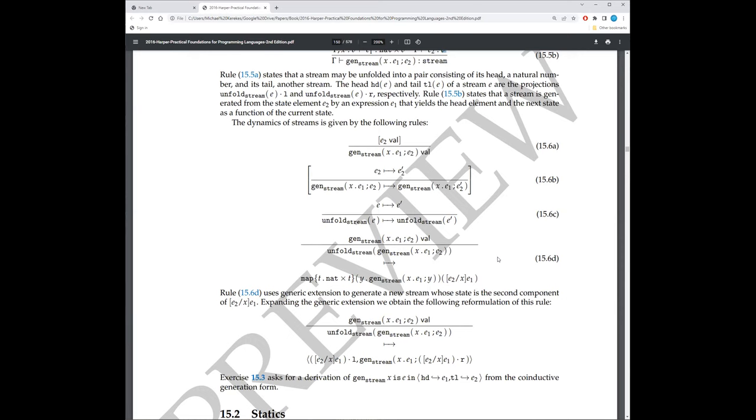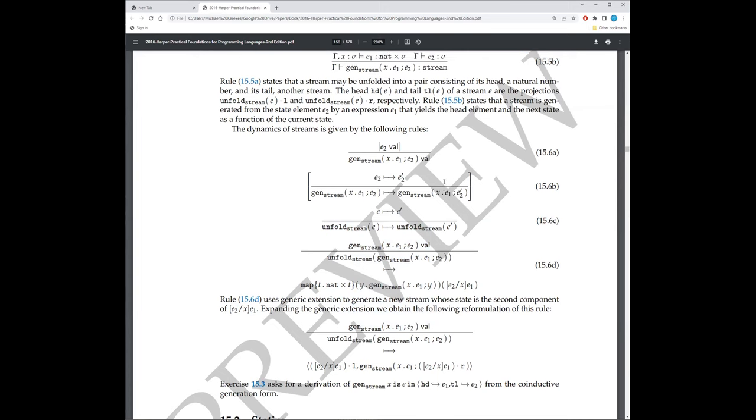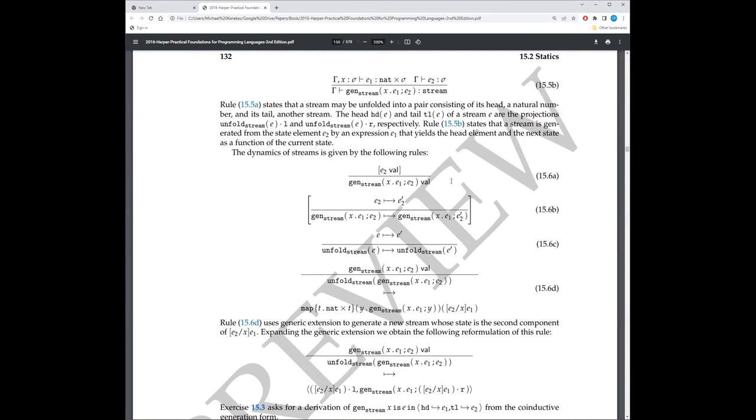E2 for X. All right. Does anyone have trouble with this? So in order to get the next entry in the stream, right? We're going to take the current state and plug it in over here, which gets us the value and the next stream, right? Does that make sense?